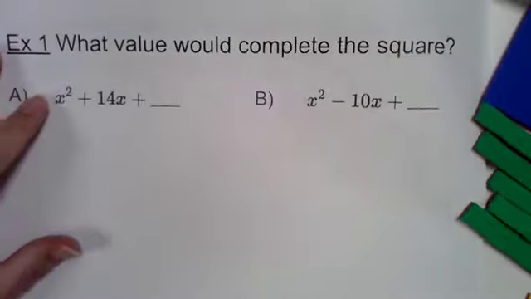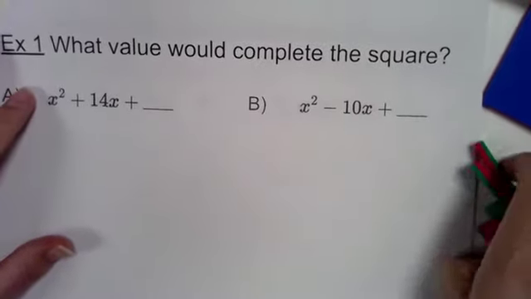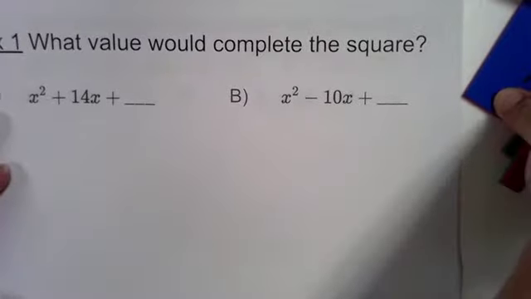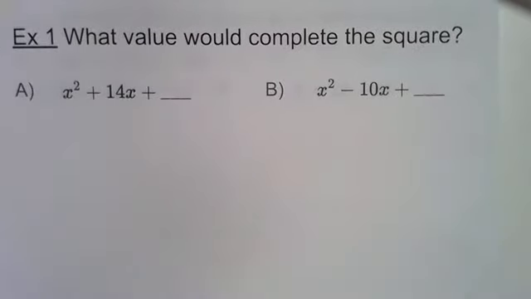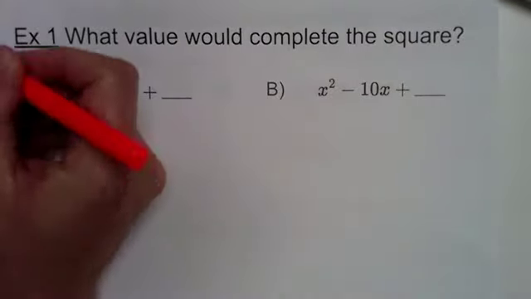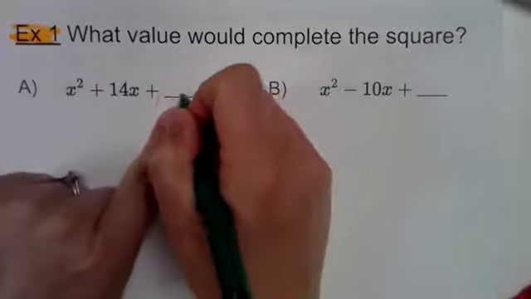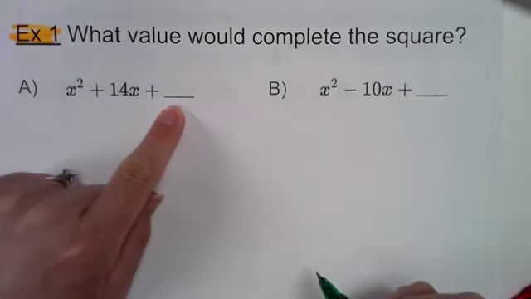So let's give it a go. So now, example 1. Here is your work. And this is not all we're doing. This is the first step in the process. But I love the first step because it is so easy to see when you play around with it for half a second. Example 1, what value would complete the square? So we want to know what goes in this little blank space here.